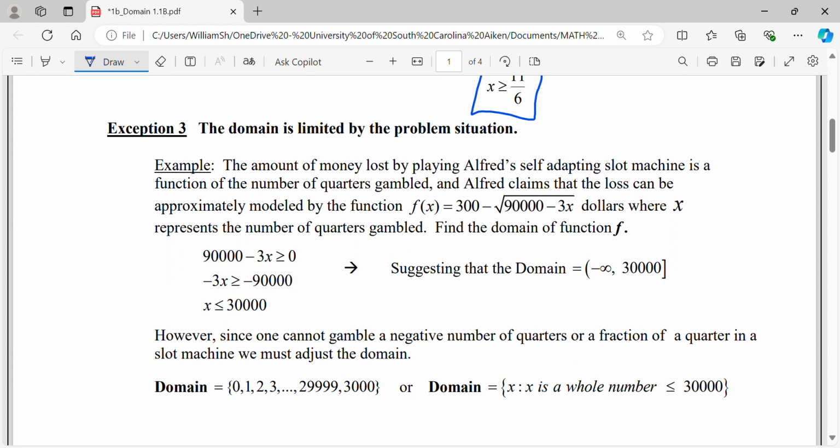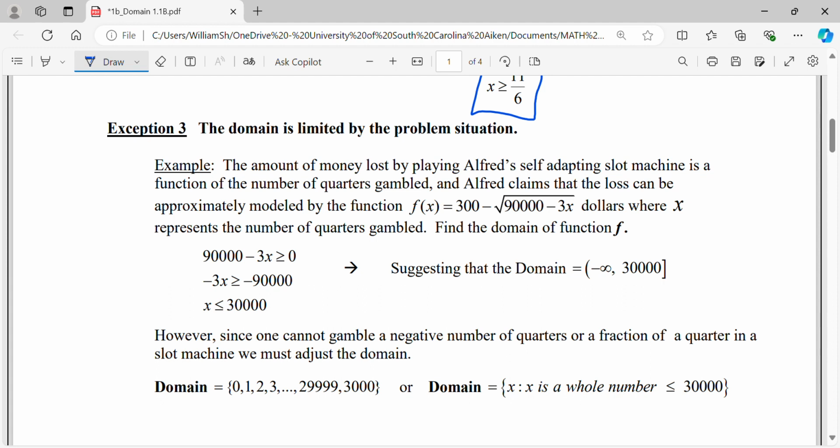So this example says the amount of money lost playing Alfred's self-adapting slot machine is a function of the number of quarters gambled, and Alfred claims that the loss can be approximately modeled by the function f of x equals 300 minus the square root of 90,000 minus 3x dollars, where x represents the number of quarters gambled. We want to find the domain of the function f.